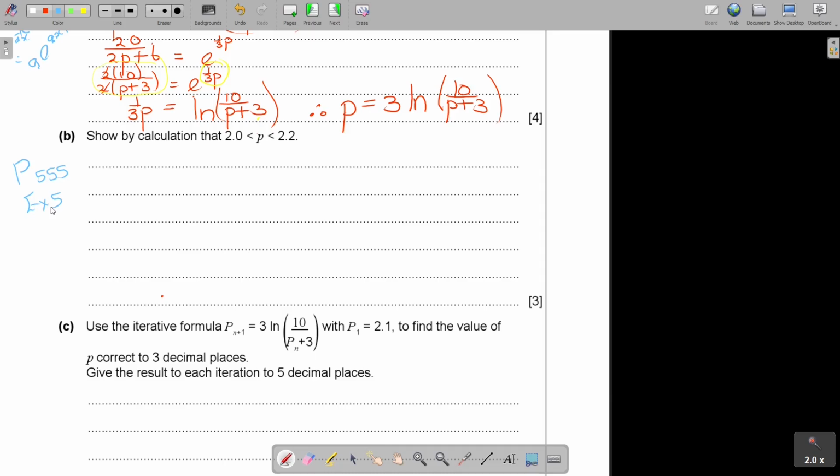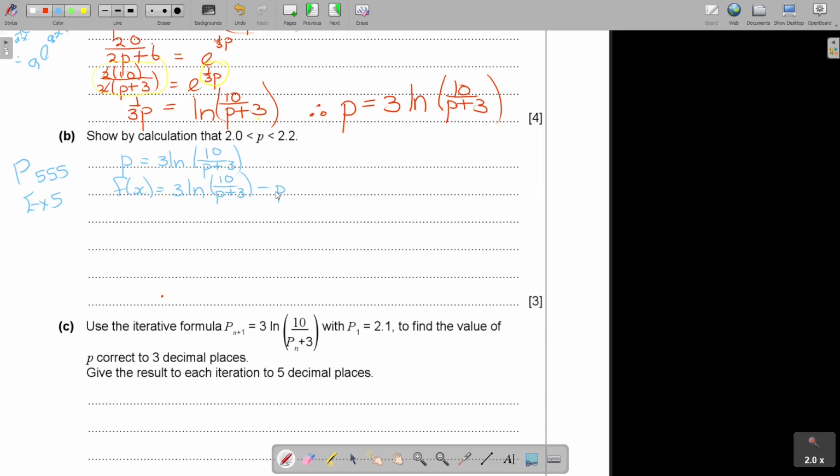Okay, so basically I'm taking first that formula, and you will see it in that example also. What I have to do is get 0 on one side. So by doing so, it's almost like this. I take this p to the other side. So I have 3 ln, and then 10 over p plus 3, and then I subtract the p. And that's very clearly shown to you in that example.